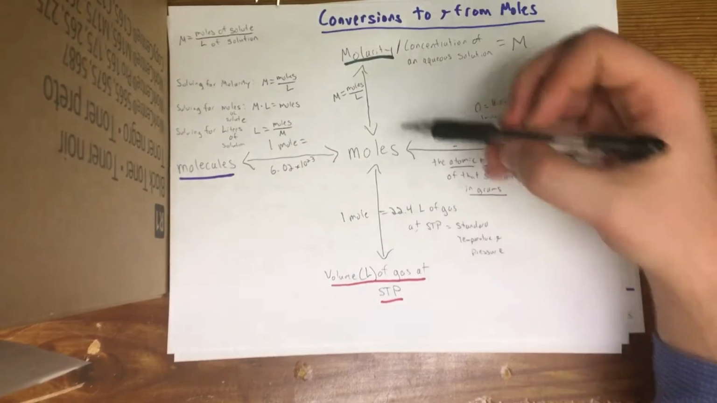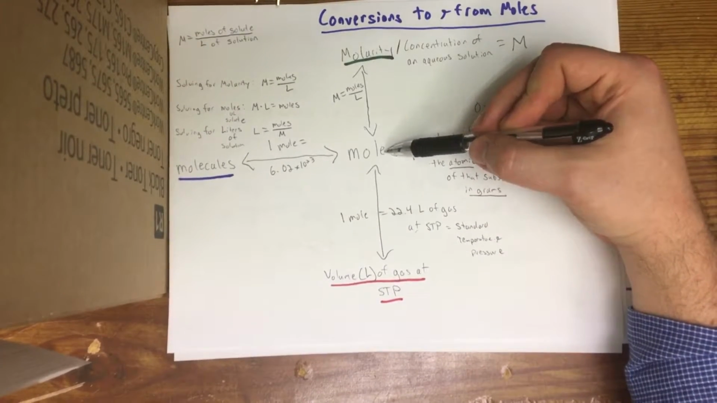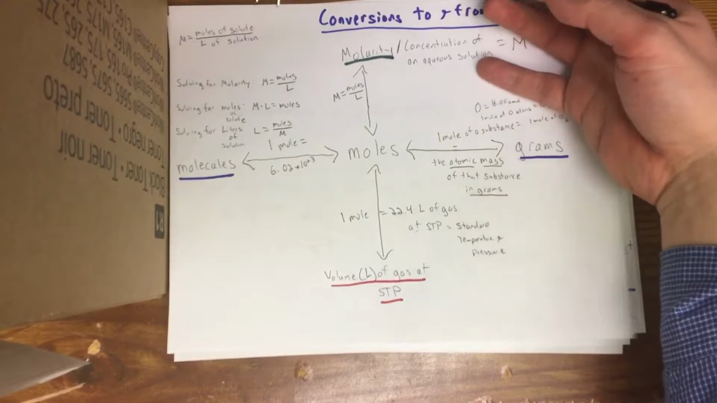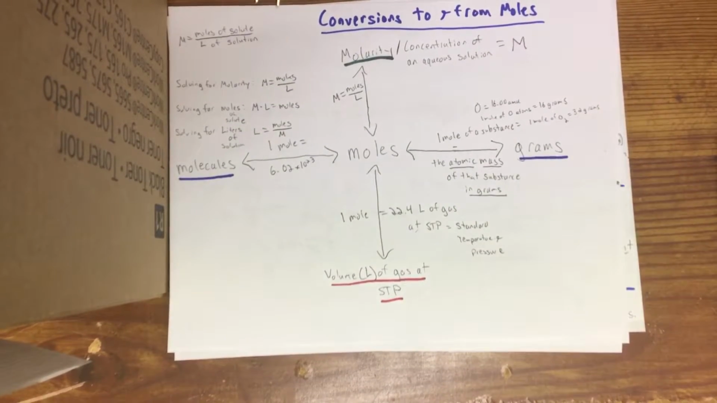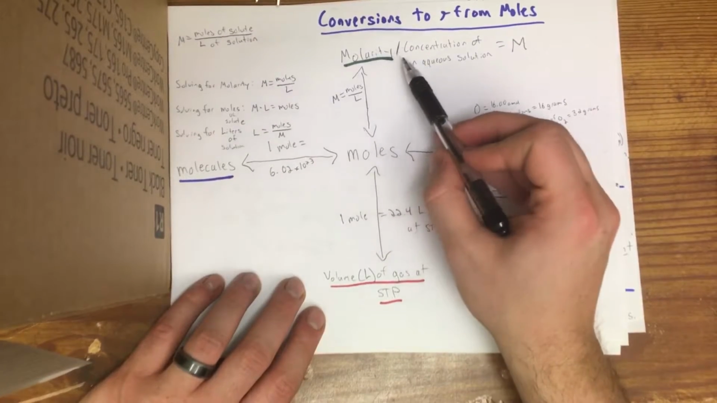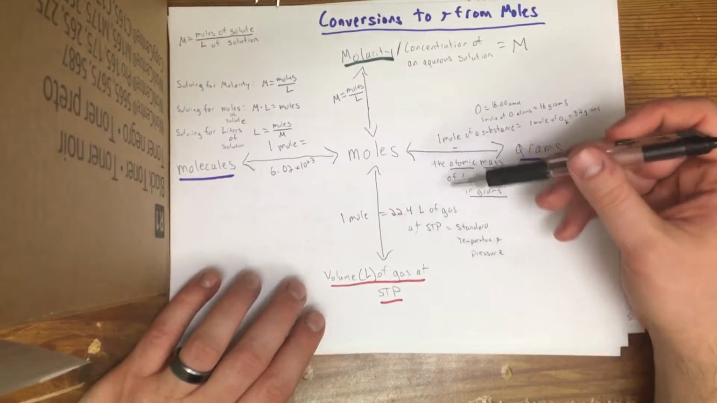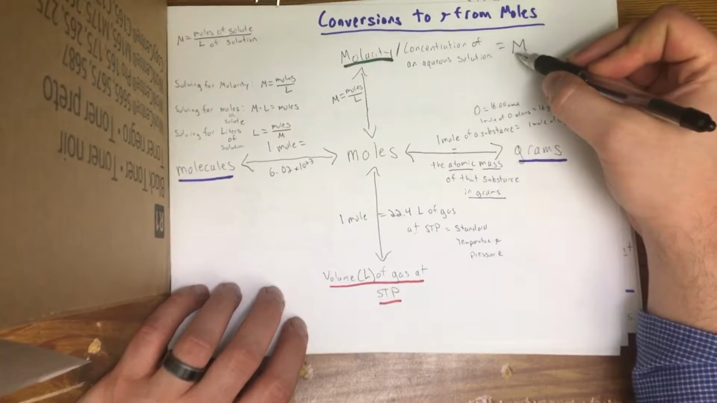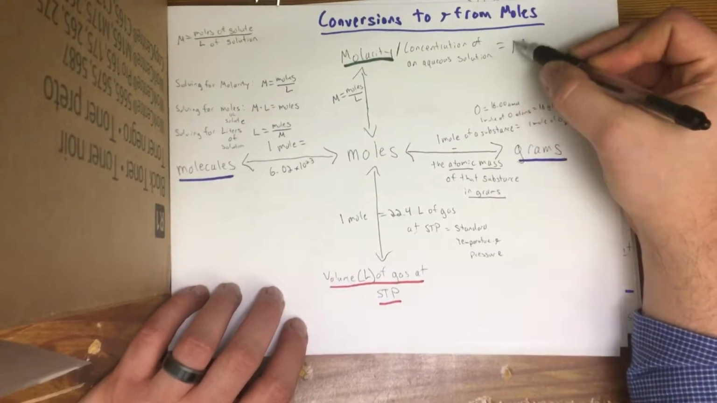So for the last conversion that we can do, we need to be able to convert between the number of moles of substance and the concentration or molarity of an aqueous solution. Now, molarity is a new term, and as I said, you can think of molarity as being how concentrated an aqueous solution is. And molarity is symbolized with this capital letter M.